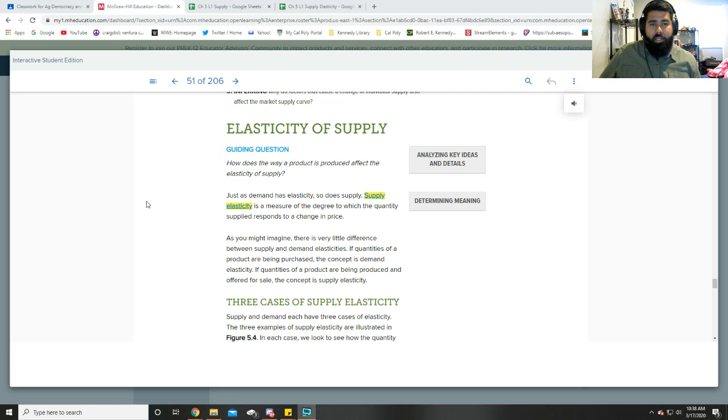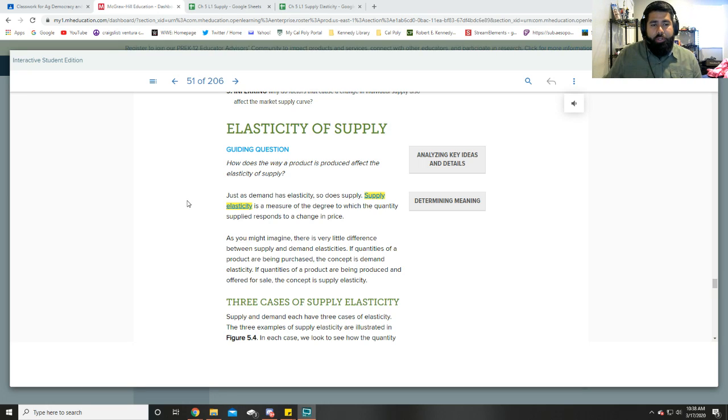Just like in the other two ways, of course, we're doing the total expenditures test and then asking the three questions for yes or no. We're going to go back to that in just a bit as well. But first, we're going to cover the elasticity of supply.